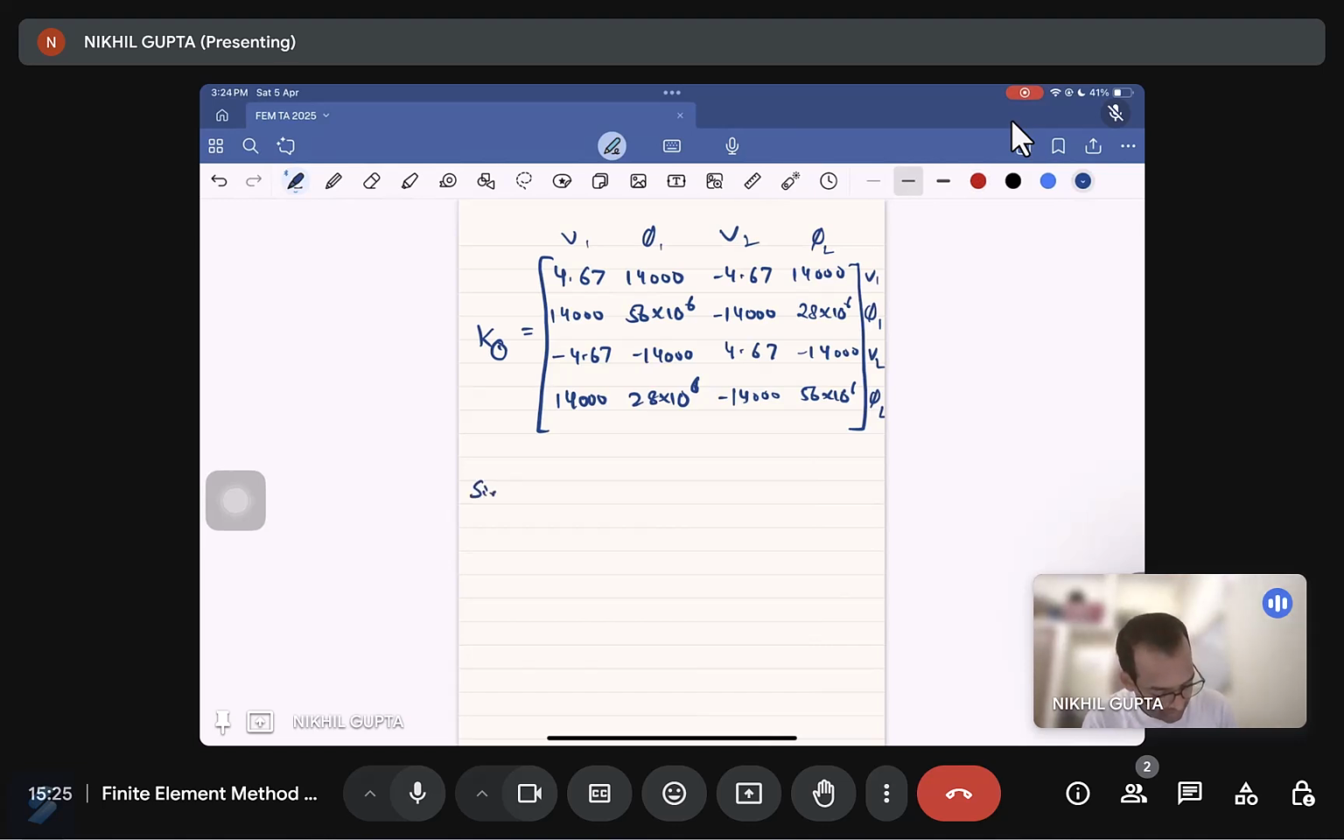Similarly for element 2, now we'll take this element, put the loading, kilonewton per meter.